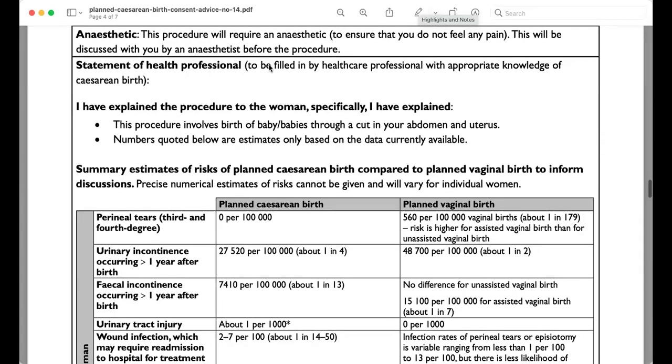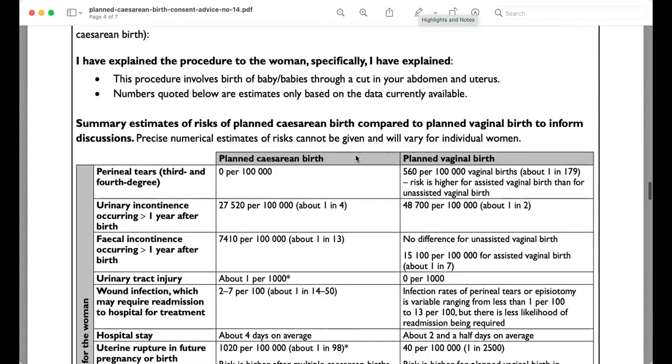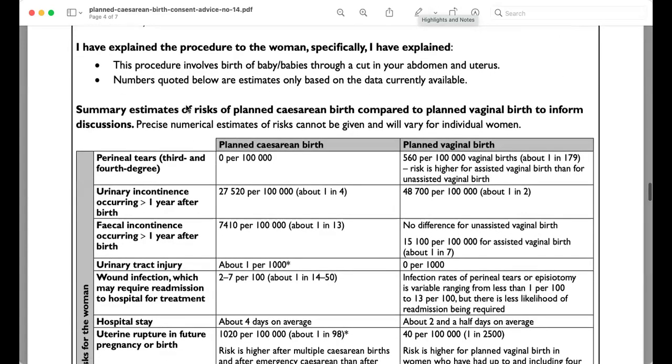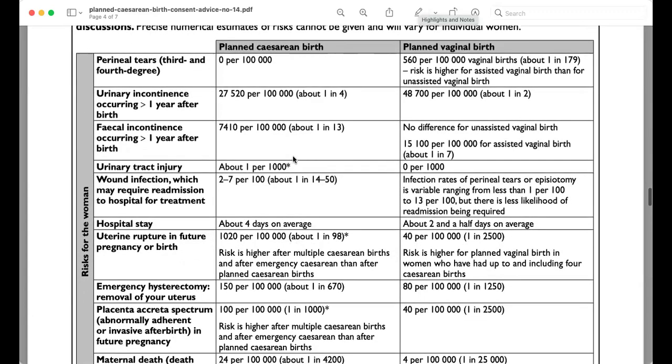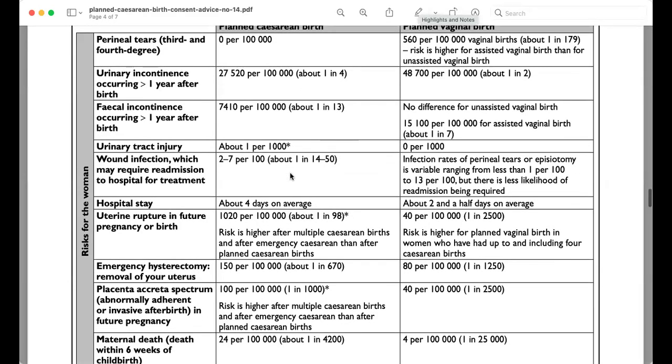Statement of health professional. This is to be filled by the health professional, that I have explained the procedure to the woman, especially that this procedure involves birth of the baby through a cut in the abdomen and uterus. Numbers quoted below are estimates only, based on the data currently available. And here, estimate of risk, okay? For this one, you will find ready-made forms or stickers, and it will be attached to the consent form, so the patient can review it or read it.